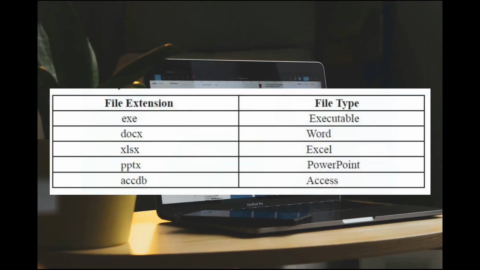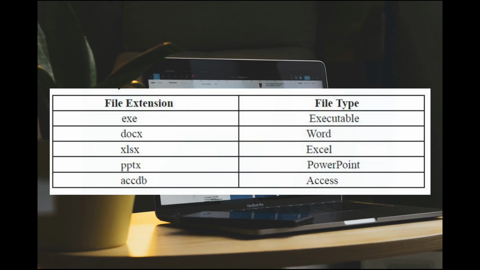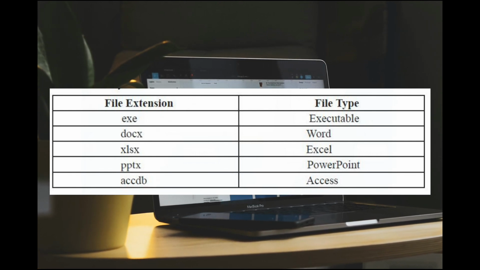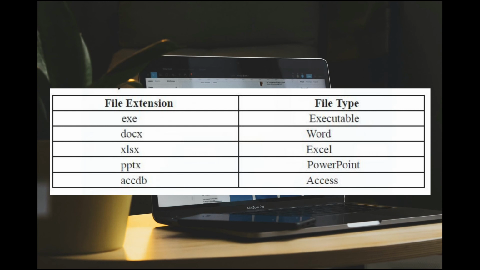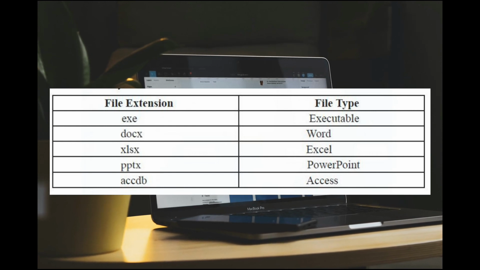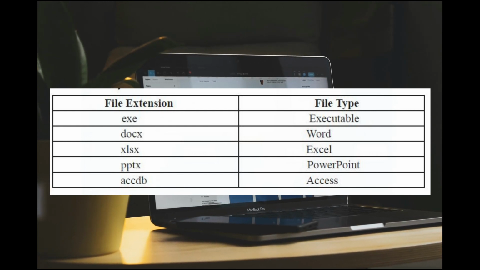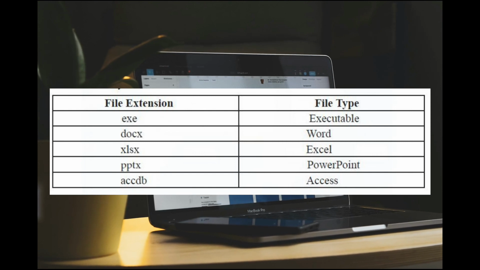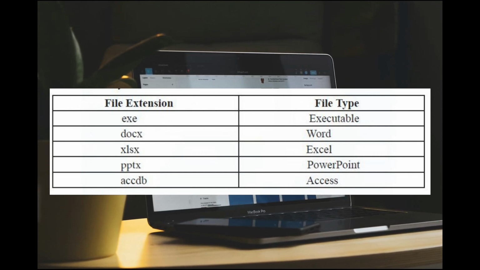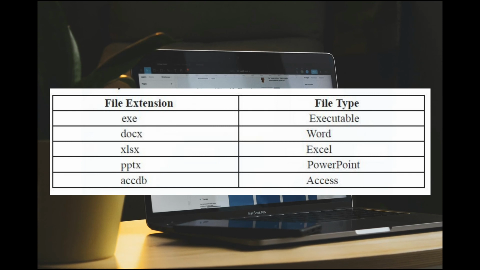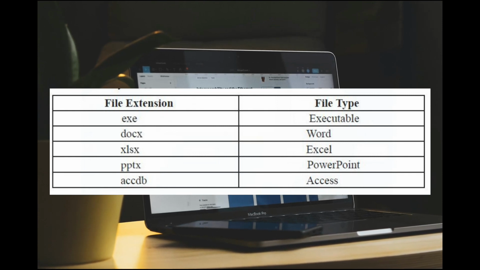.exe for executable files, .docx for Word files, .xlsx for Excel files, .pptx for PowerPoint files, and .accdb for Access files.